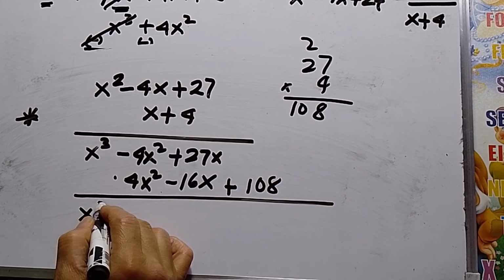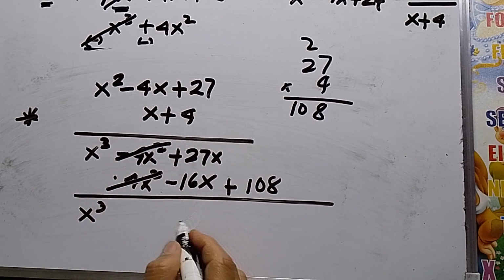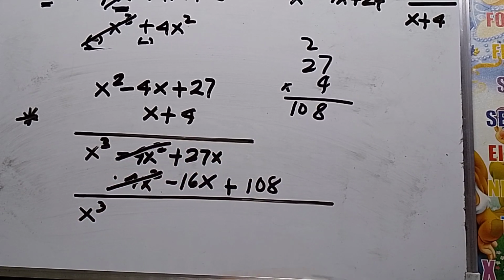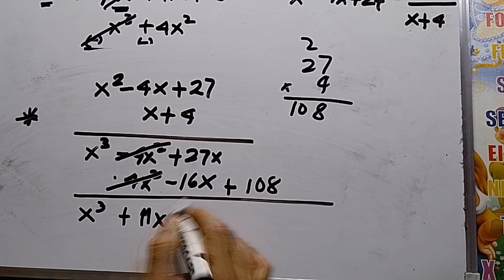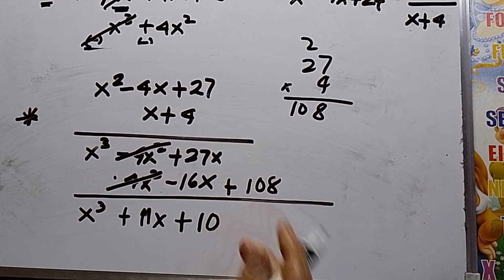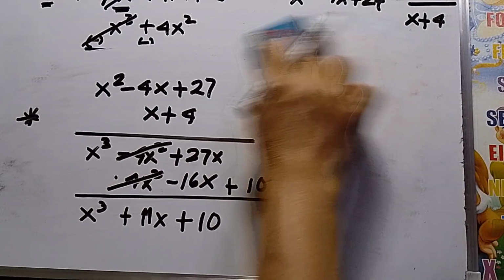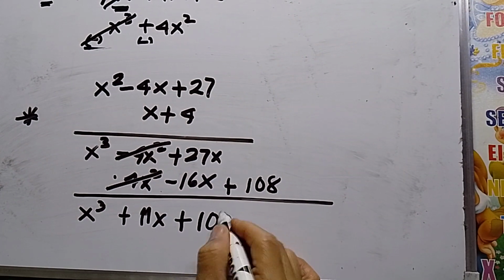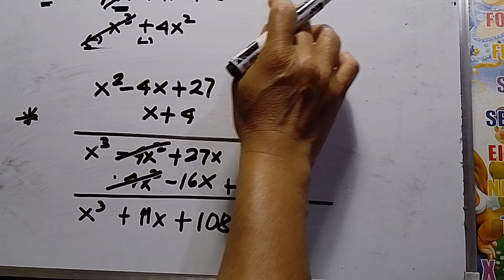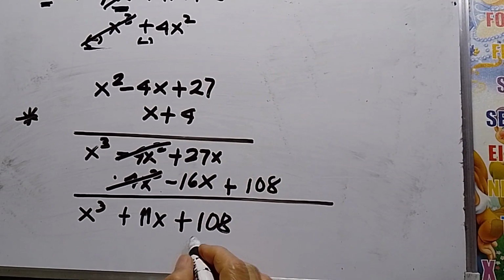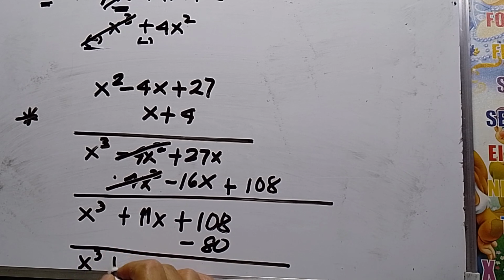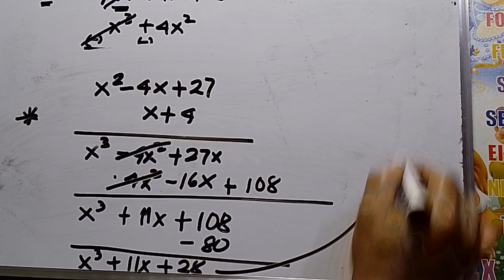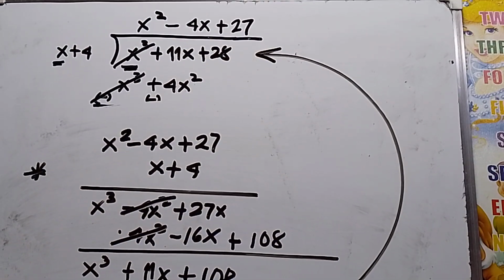So bring down x cubed. This will be crossed out. Then 27 minus 16 is plus 11x, plus 108. Since we have the remainder, which is 80, so this will be x cubed plus 11x. This will be plus 28. So we come up with the dividend. So that's all for this topic.